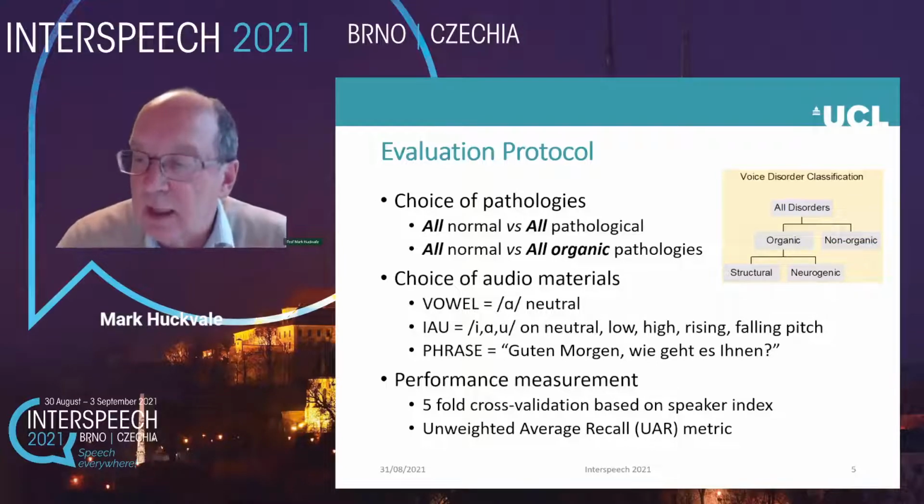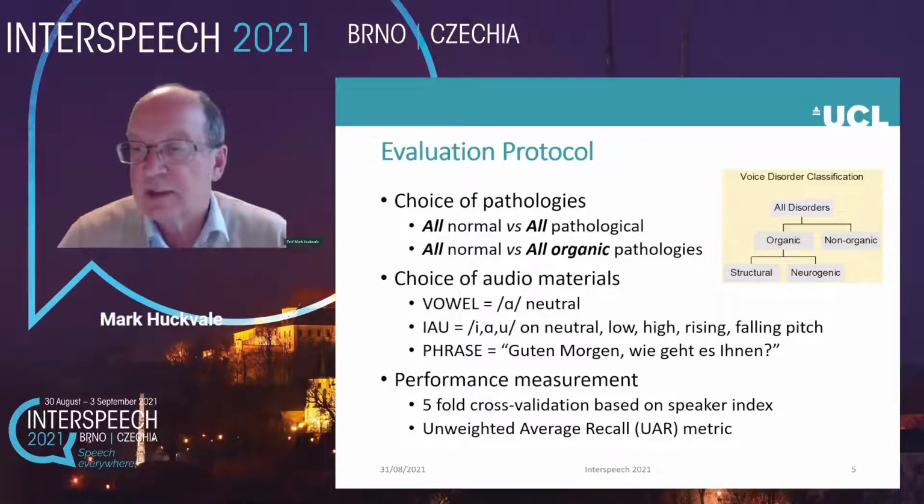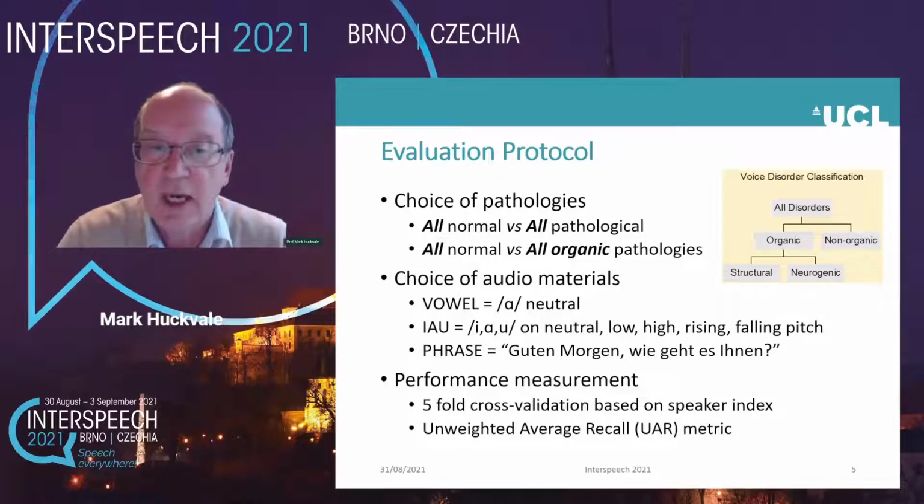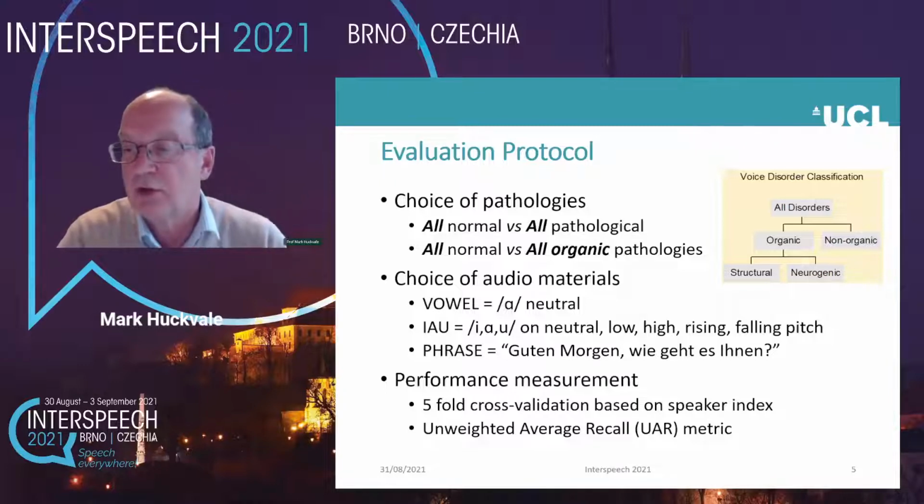In our evaluation protocol, rather than subdivide the database up into many different pathology sections, we're just going to use all of the pathologies against all of the control data as our first pass over this system. And then we're going to use all of the normal data against all of the organic pathologies. And by organic pathologies, we mean ones which are related to the structure of the larynx or the neurological control of the larynx.